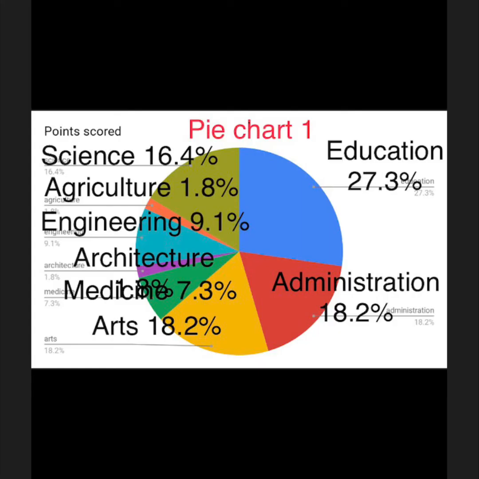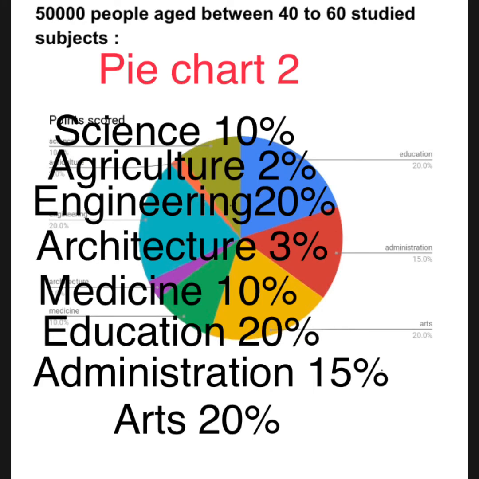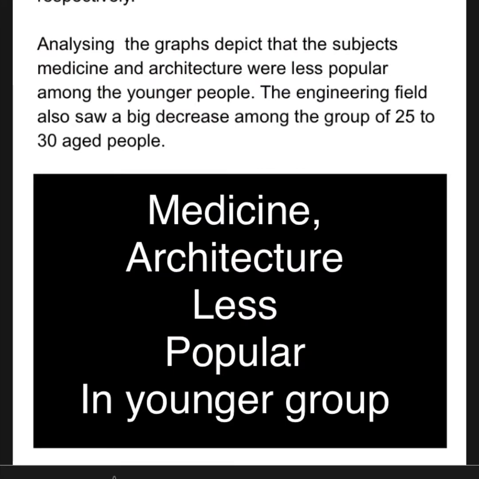Again, looking at the data for the other subjects, medicine and architecture are less popular in group 1. Architecture is 1.8% and medicine is 7.3% in the first pie chart, while in the second pie chart architecture is 3% and medicine is 10%. From here we derive that medicine and architecture are less popular in the younger group. So analyzing the graph, it depicts that medicine and architecture were less popular among the younger group.